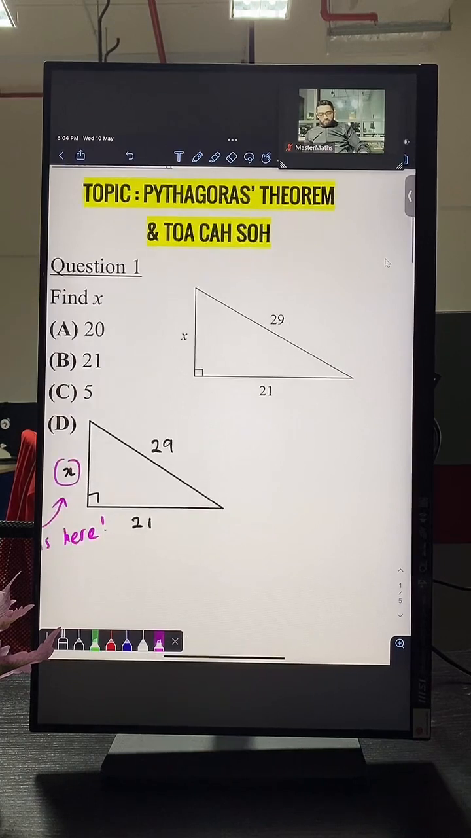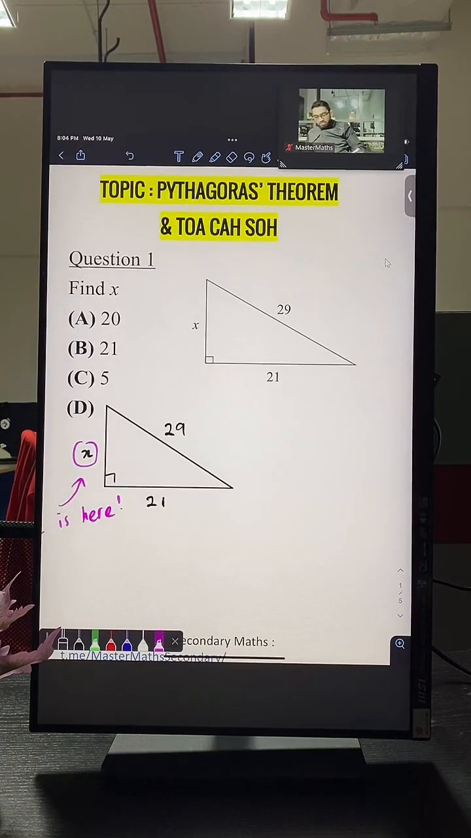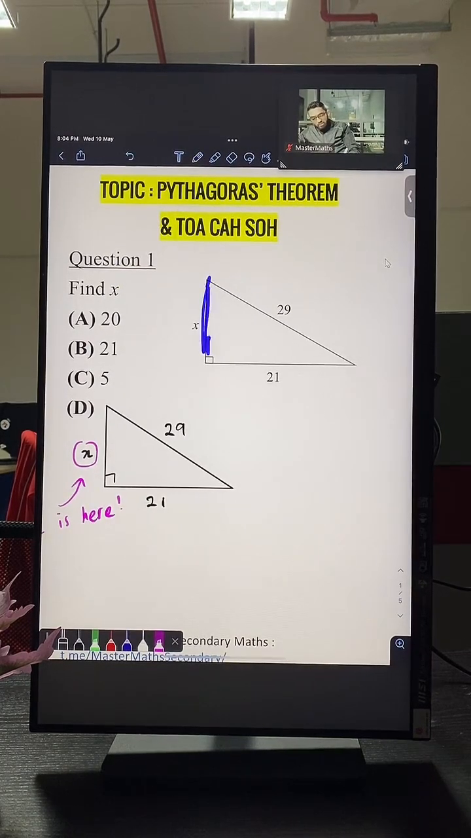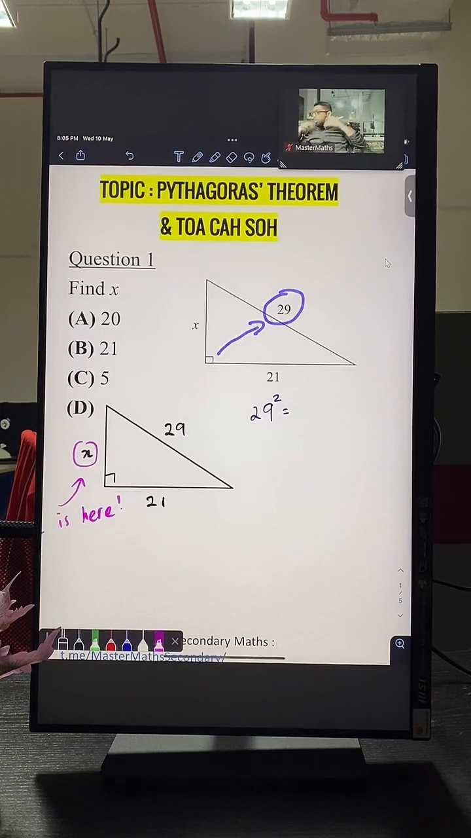Okay, friends. Let us try and find the value of x here. This is a Pythagoras Theorem question whereby x is required. How do you find the value of x? Again, by using Pythagoras Theorem, what you can do is make 29 square the first item here. Usually you make the hypotenuse square first, and that will be equal to x square plus 21 square.